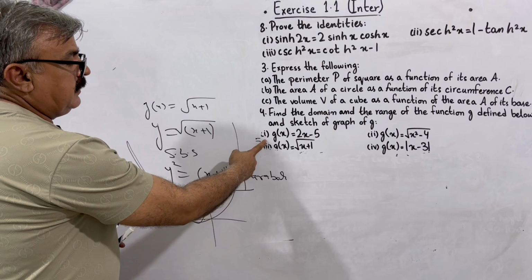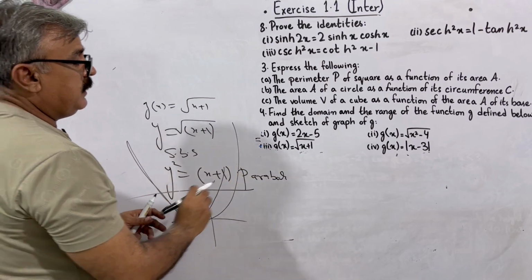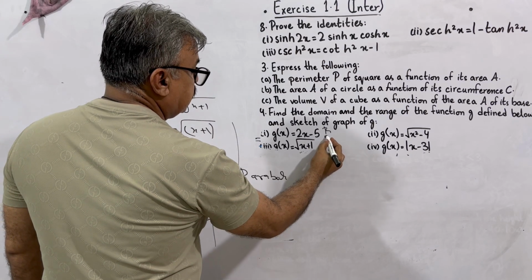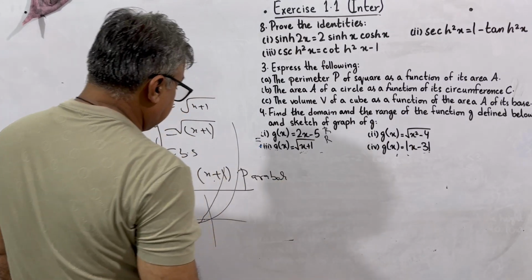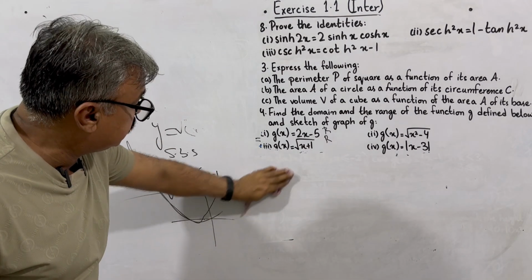This is your straight line. Nothing to worry about that. Domain, all real numbers; range, all real numbers. What about this? It's a good nut to crack as well. g of x is equal to root of x square minus 4.